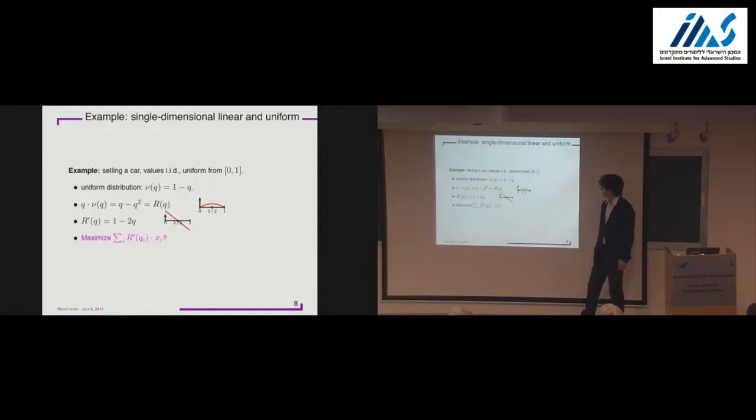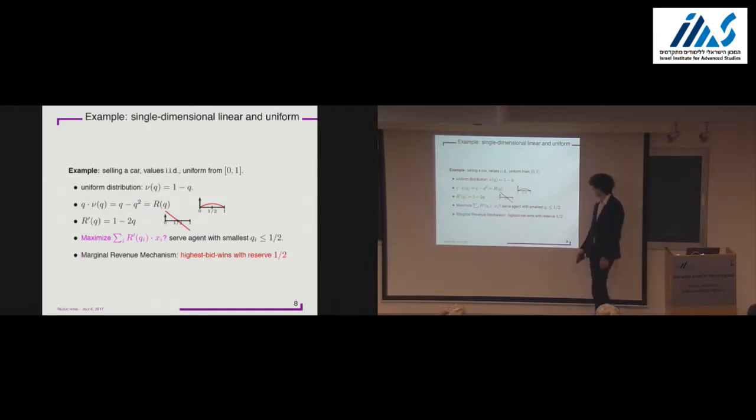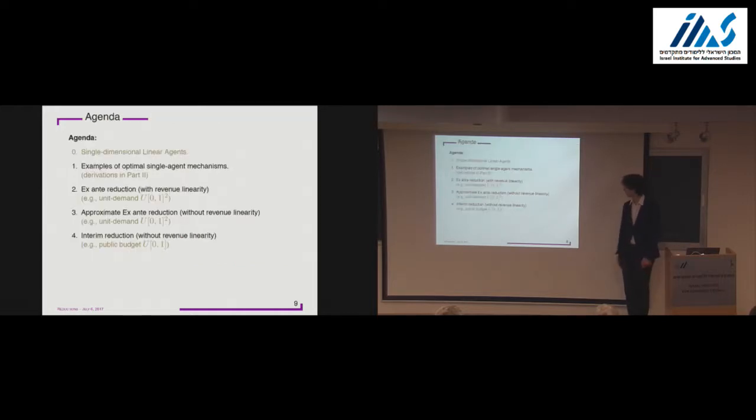That's this function. So how do I maximize this? Well, you serve the agent with the highest positive value of R prime, of marginal revenue, which is the agent with the smallest quantile less than 1/2. Okay, so what is that mechanism? Smallest quantile less than 1/2. Well, smallest quantiles are ordered in order of values, so that's the largest value that's at least the value that corresponds to quantile 1/2, which is also 1/2. Okay, that's my review of single dimensional agents.